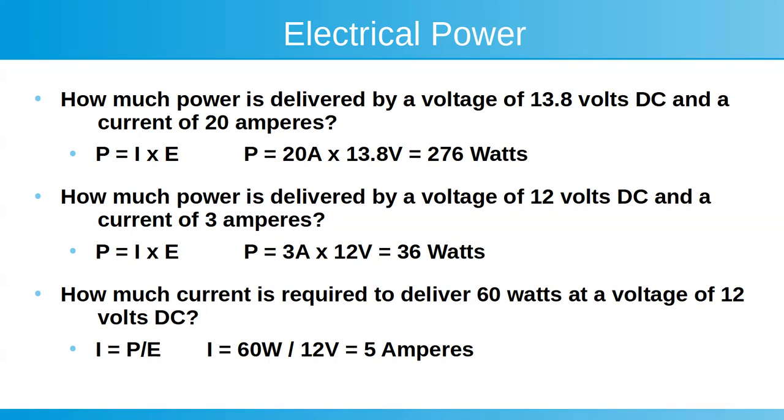How much power is delivered by a voltage of 12 volts DC and a current of 3 amps? So once again, it's current times voltage, or 36 watts. How much current is required to deliver 60 watts at a voltage of 12 volts? In this case, we're wanting how much current, because we know the power. So we divide the power by the voltage and get 5 amps.